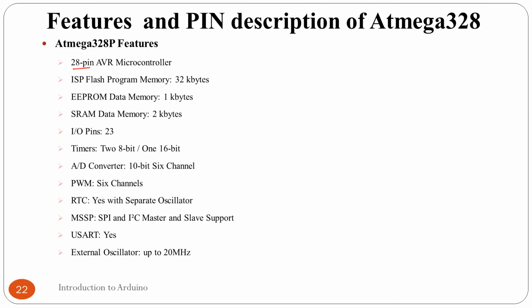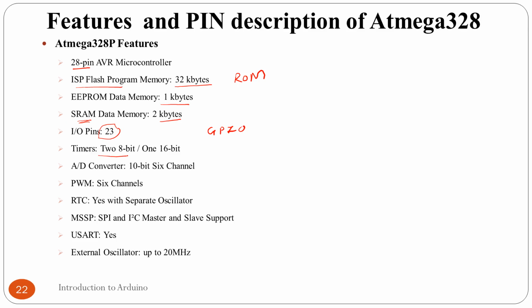It is a 28 pin microcontroller. It has 32 kilobytes of ISP flash program memory. Program memory is nothing but ROM memory, please remember this thing. Then we have EEPROM data of 1 KB, then SRAM of 2 kilobytes. Then we have a total of 32 IO pins or GPIO pins. So what does that mean? Out of 28 pins, we can use 23 pins for connecting different devices or sensors.